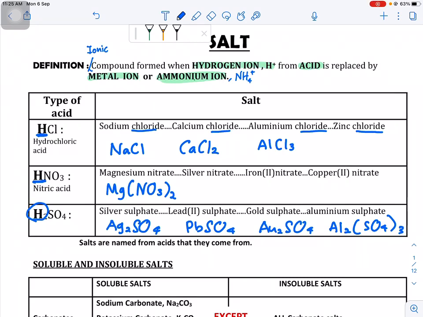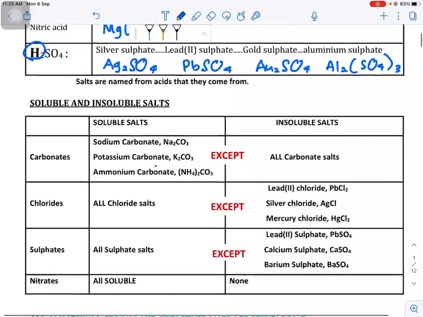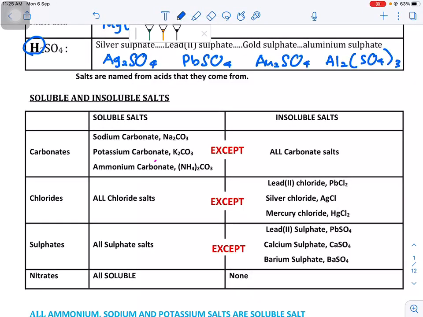Moving on, salts can be classified into soluble salt and insoluble salt. We're going to focus on the carbonate salt, chloride salt, sulfate salt, and nitrate salt. Carbonate salt comes from the acid known as, yes, carbonic acid. Chloride salt comes from the acid known as, yes, hydrochloric acid. Sulfate salt comes from the acid known as, very good, sulfuric acid. And nitrate salt comes from the acid known as, yes, nitric acid.